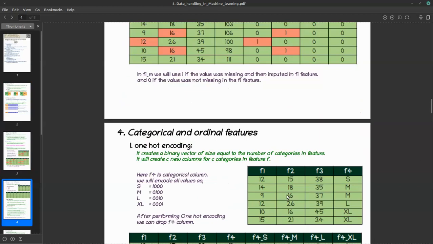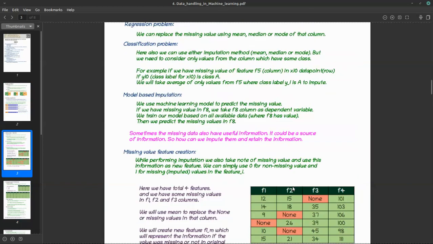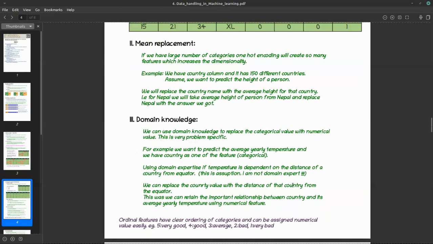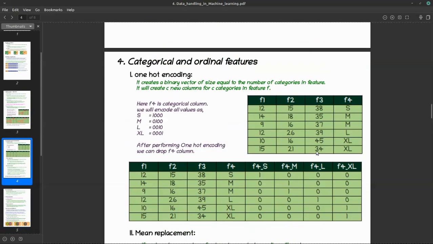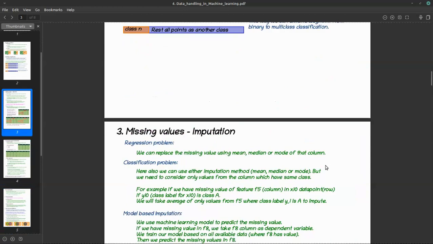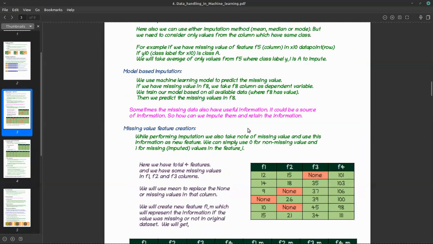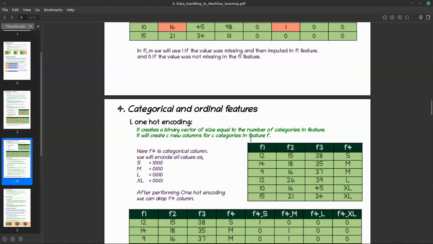Any doubt, guys? I guess we have one more method. Okay, here it will come: categorical and ordinal features. And any doubt in imputation? I guess it's easy, and we have that in sklearn. In preprocessing, I guess it's there. The function is SimpleImputer, which we need to use.